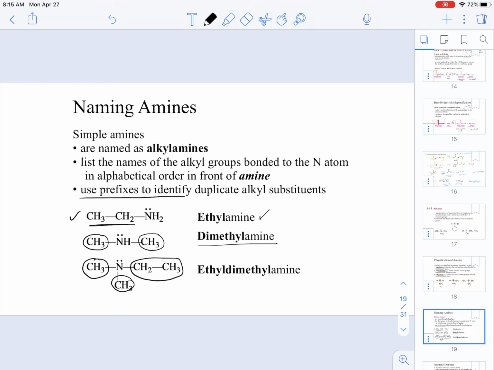Remember that if we have substituents that are multiples, we must use the prefixes to determine how many we have, and we need to put our substituents in alphabetical order. Remember, the prefixes di, tri, tetra are not alphabetized. So the correct name for that last molecule is going to be ethyl dimethylamine.